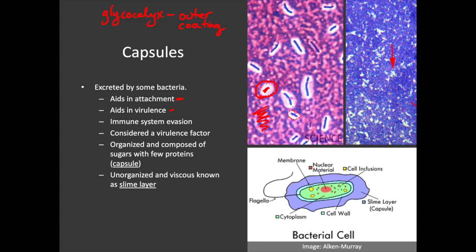Here's another one right here. This one's much smaller, much harder to see. It's just a different staining method. But the idea is that we can see these actual capsules here, and you can see they're excreted on the outside of the cell. They aid in virulence because all of the signals that our immune system would use to recognize this bacteria as something foreign is now covered up by this glycocalyx, by this capsule.